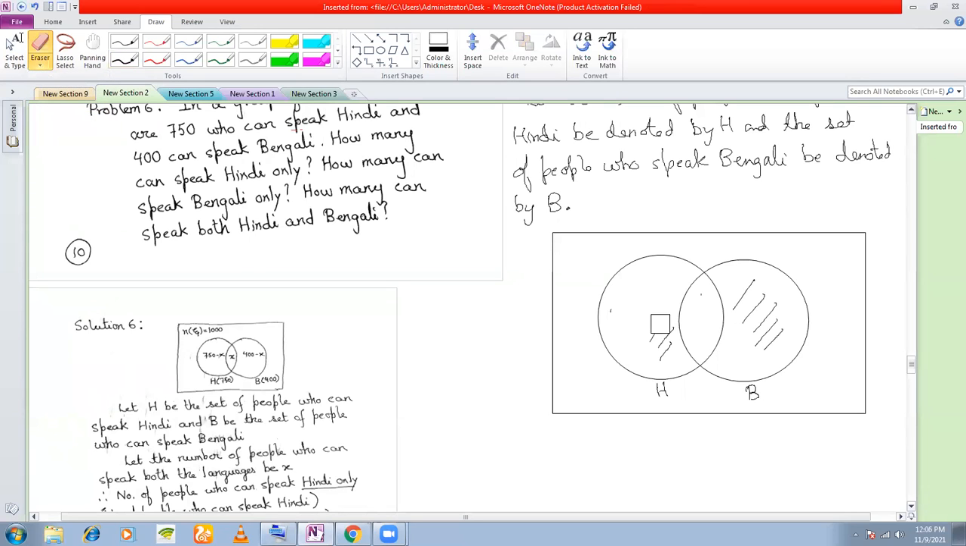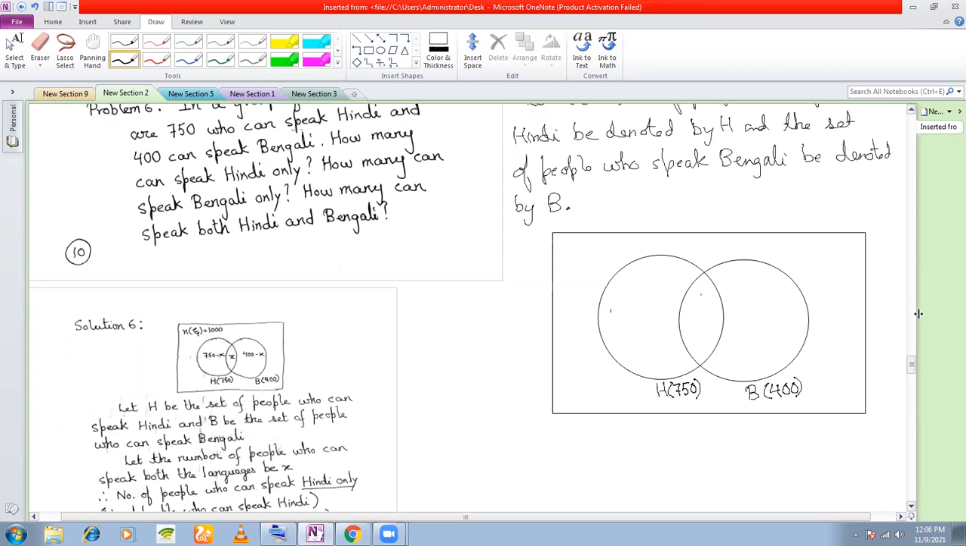Okay. So now we'll list down. 750 can speak Hindi, so we write 750 here. We write it here because among these 750 there are certain people who can speak Bengali also, and 400 we write here. 400 can speak Bengali, and among these Bengalis there are certain people who can speak Hindi also. Okay. Now your question is, how many can speak Hindi only? How many can speak Bengali only? How many can speak both Hindi and Bengali?